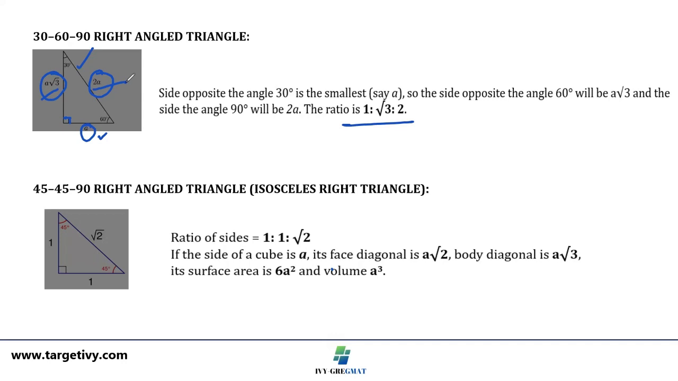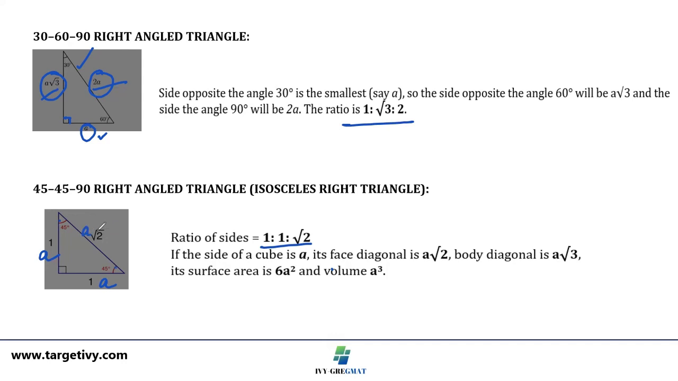Similarly, in a 45 45 90 right angle triangle, which is an isosceles right angle triangle, because obviously 45 degrees each, the two sides will be the same. The ratio of the sides will be 1 is to 1 is to root 2. So if this is A, this will be A, this will be A root 2.